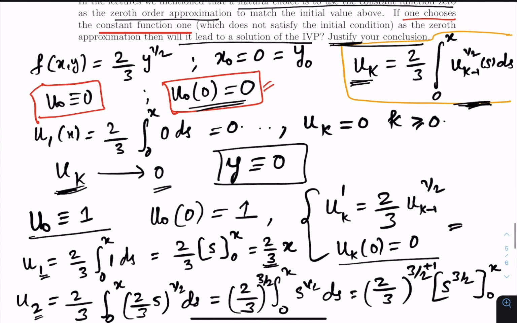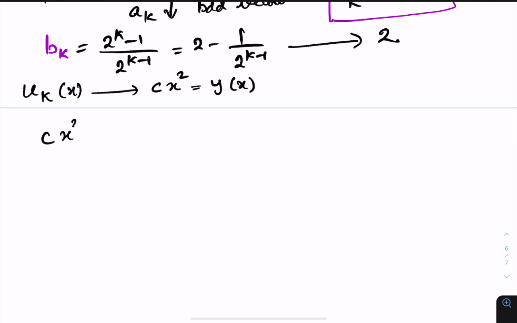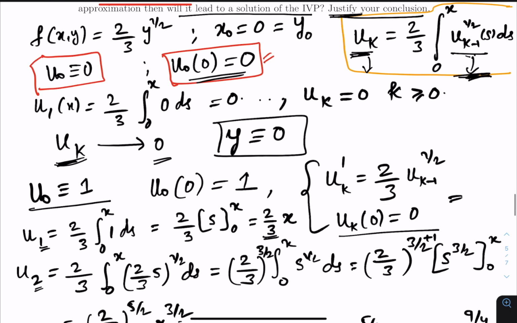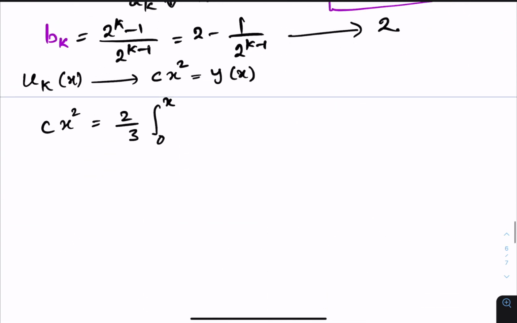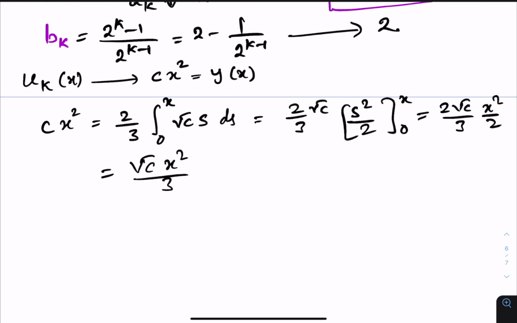You use this information we have here. You have this recursive relation. Both have uk. So if you take limits here, both will converge to c x square. The left hand side will converge to c x square, and the right hand side will converge to 2 by 3 integral 0 to x of square root of c s ds, which will give you 2 by 3 square root of c s square by 2 from 0 to x, which is x square by 3 square root of c, and this is c x square.